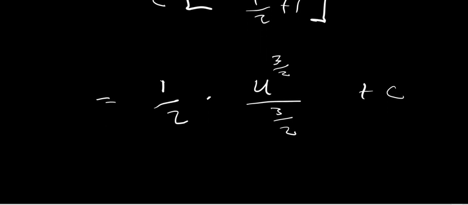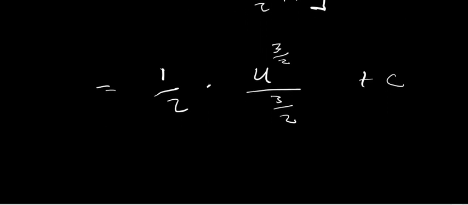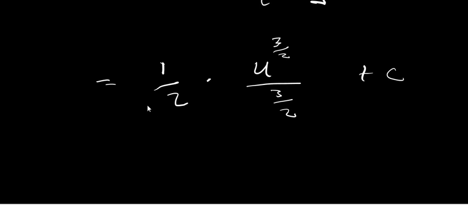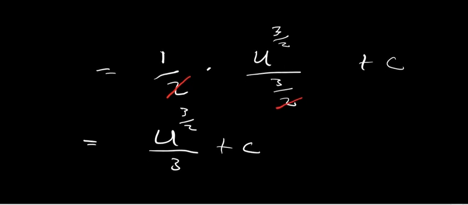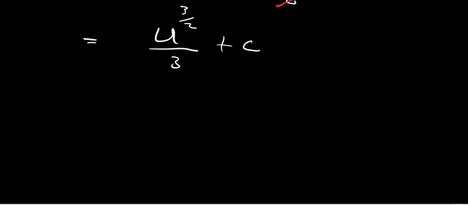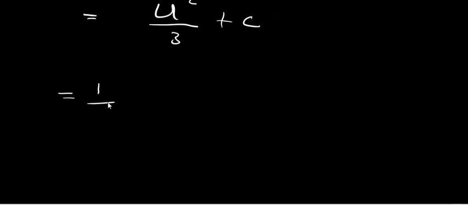From that point, you can easily work it out. When you simplify these, you're going to discover that they cancel when you work them out properly. So once you simplify like that, what you're going to have is u to the power 3 over 2, over 3, plus c. So here what remains is just for me to simplify. If I simplify that expression, I'm going to have 1 over 3 u to the power 3 over 2, plus c.